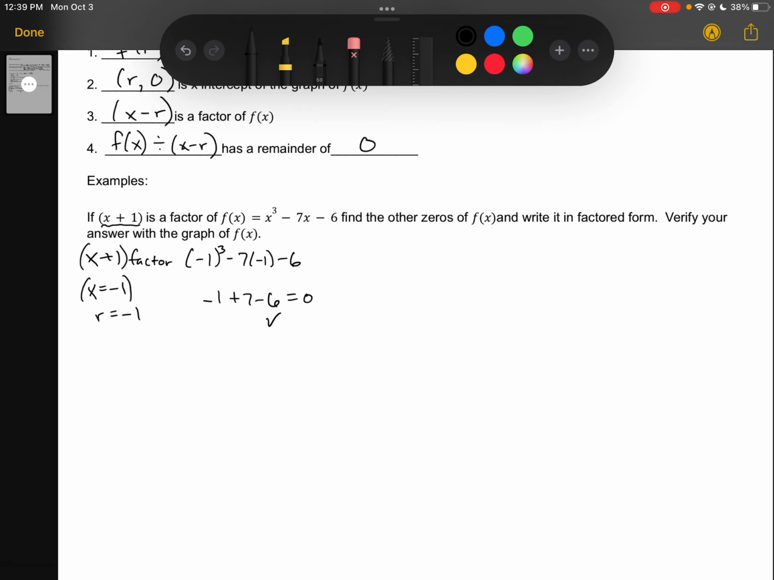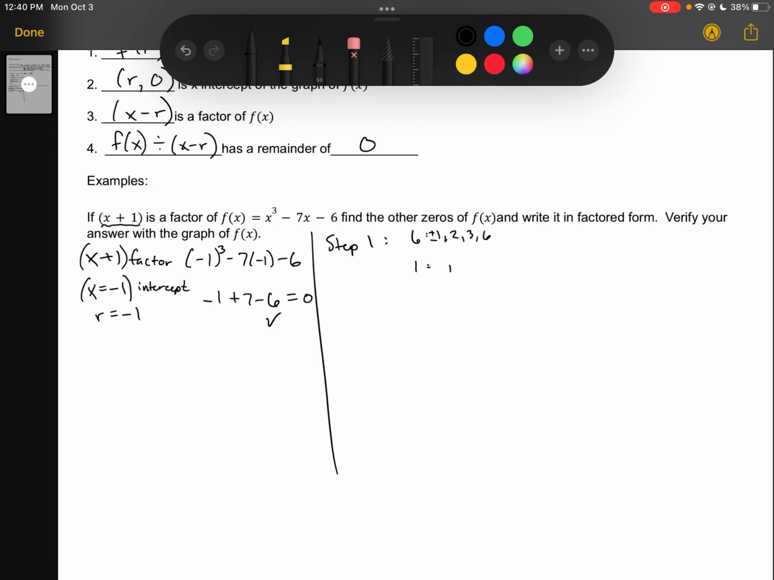The intercept is x is equal to -1. So just a key differentiating point there between the factor and the intercept. The signs are different. So let's find the other zeros of this and write it in factored form. So step 1, we will take our first number and our last number and write out their factors.